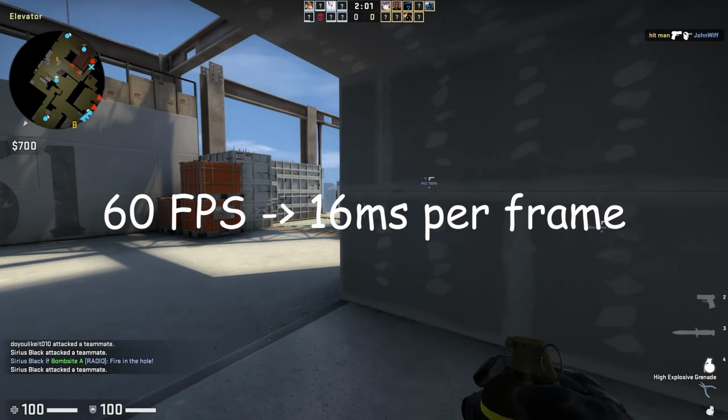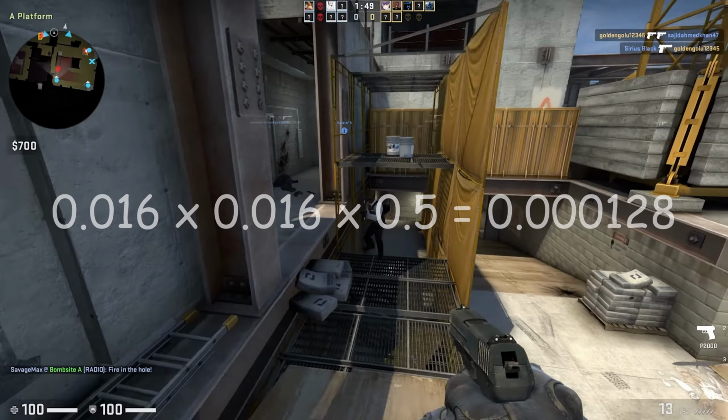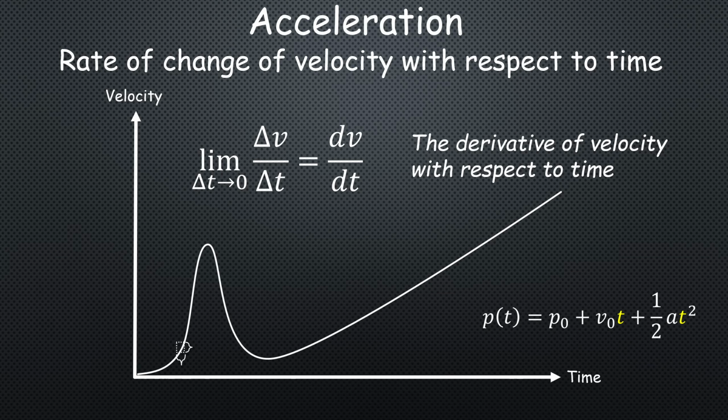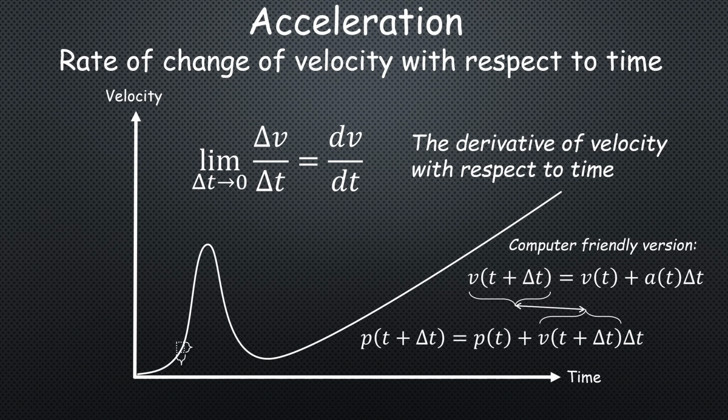Squaring such small values and multiplying by a half can result in tiny fractions that may be negligible or cause numerical instability. To simplify, we use a more practical approximation for updating position. This linear update is computationally efficient and works well for small time steps, especially when acceleration is handled separately.